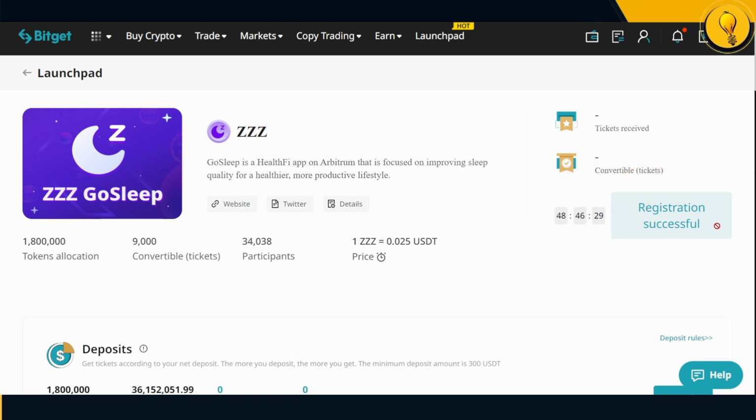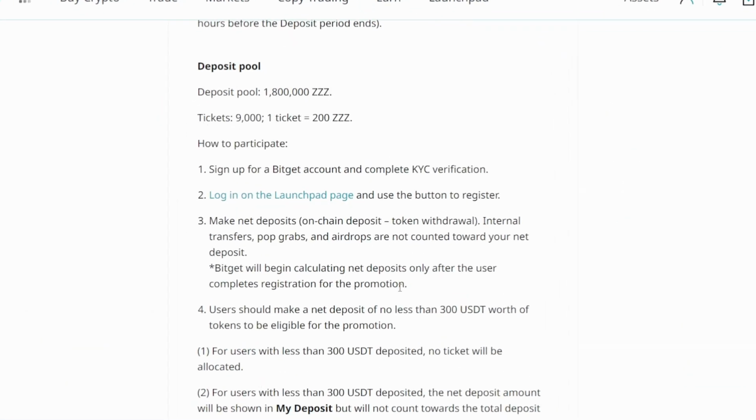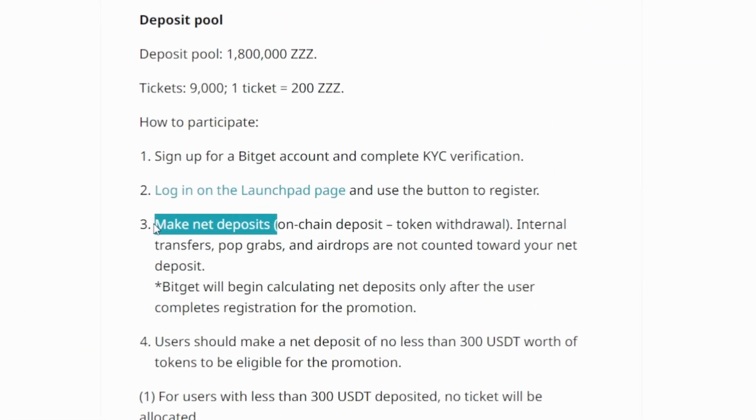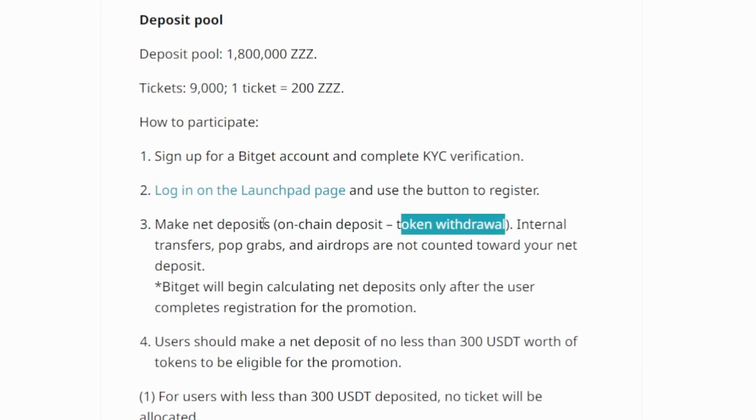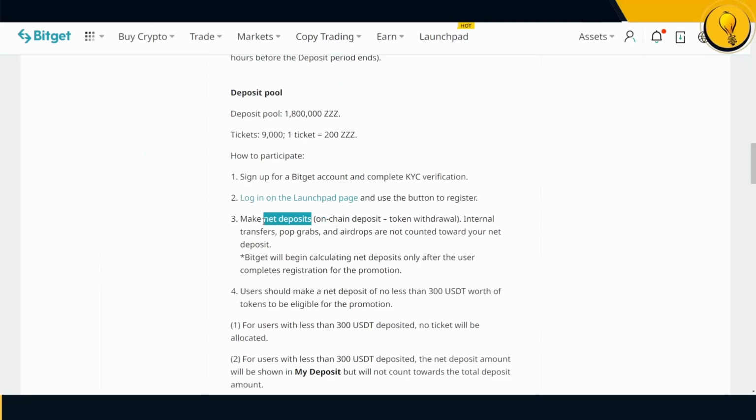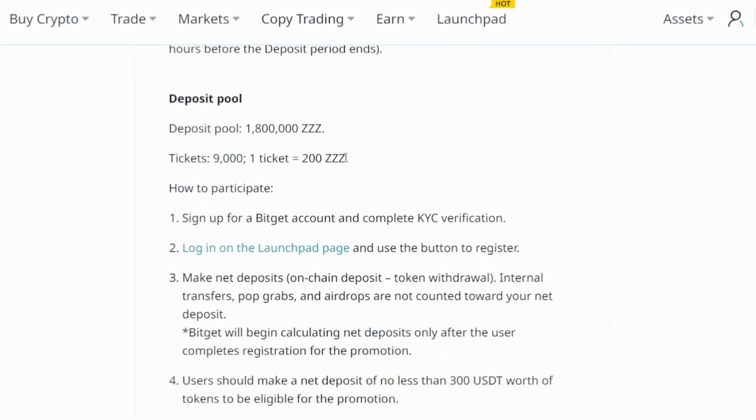That will show that you are interested in the ICO, after which the system will then look at your net deposits made. They look at on-chain deposits minus token withdrawals. That is going to amount to your net deposits. And depending on just how much you have in your account, they give you tickets. Yeah, that's simple. And one ticket in this instance will give you 200 ZZZ tokens.